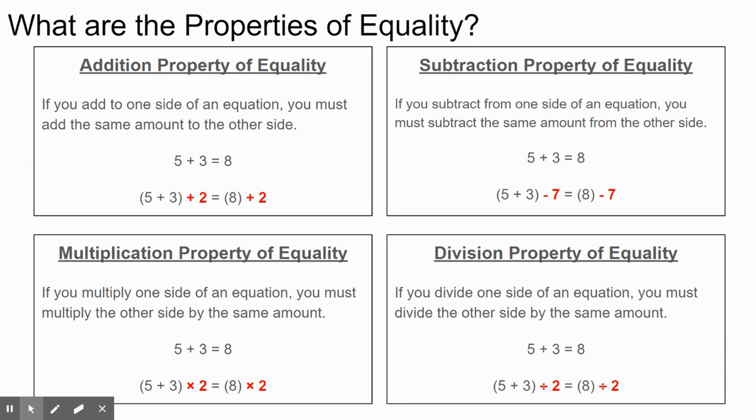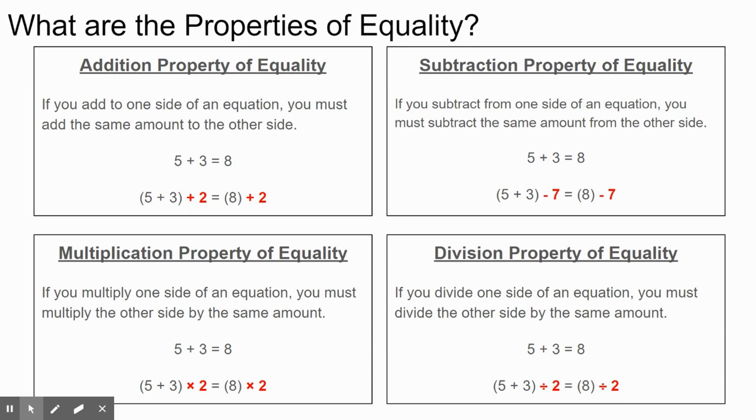We also have the subtraction property of equality. It's almost the exact same thing. The only difference is if you subtract something from one side of an equation, you must subtract the same amount from the other side. Again, we can see that in the example. If we subtract 7 from one side, we have to subtract 7 from the other side.